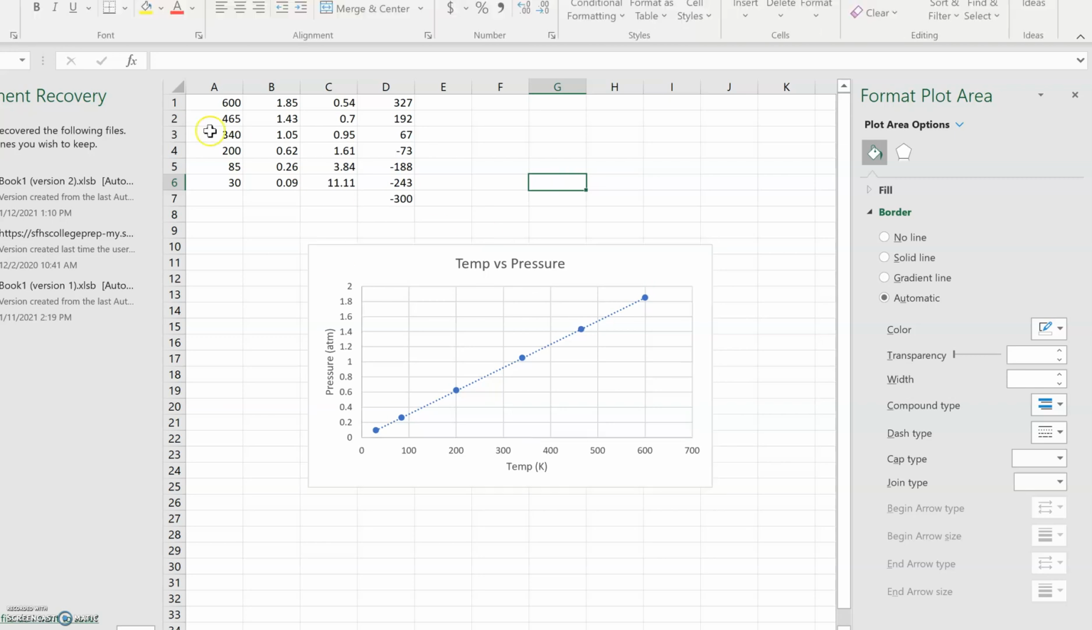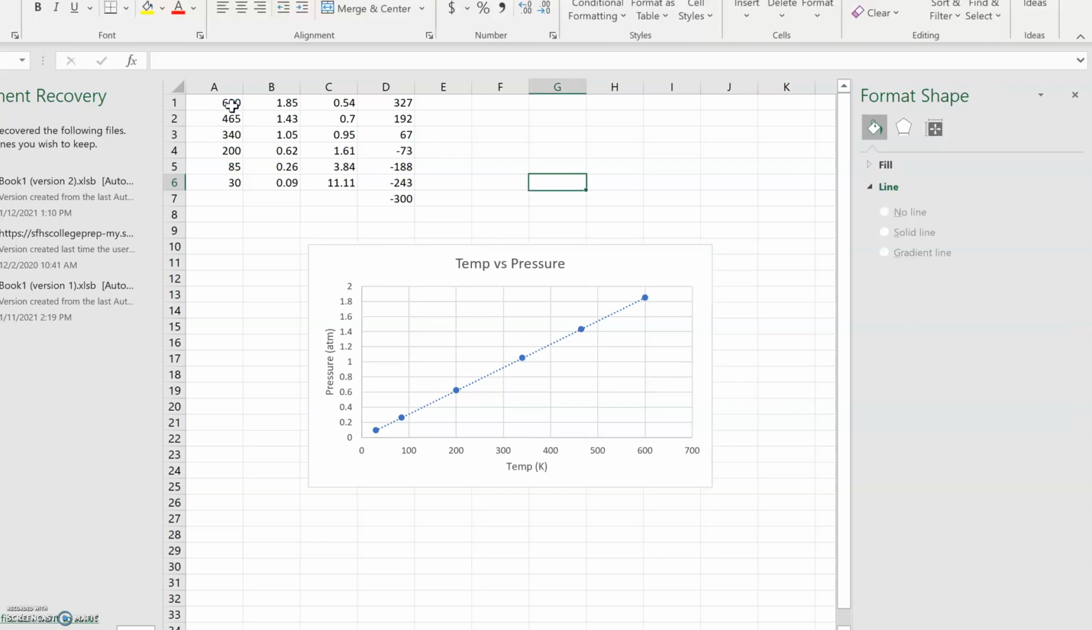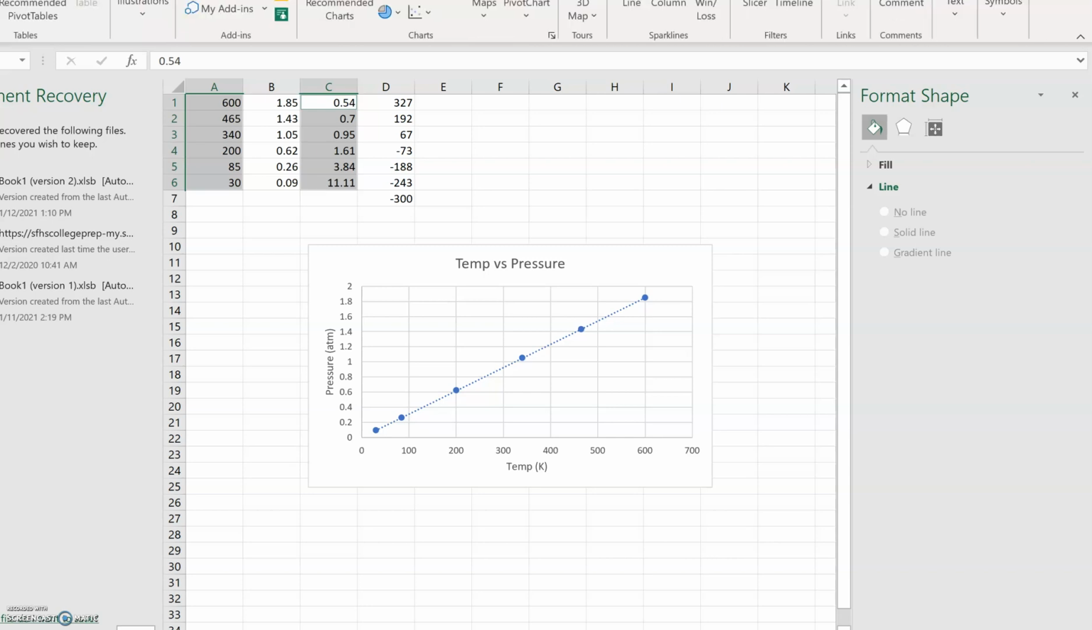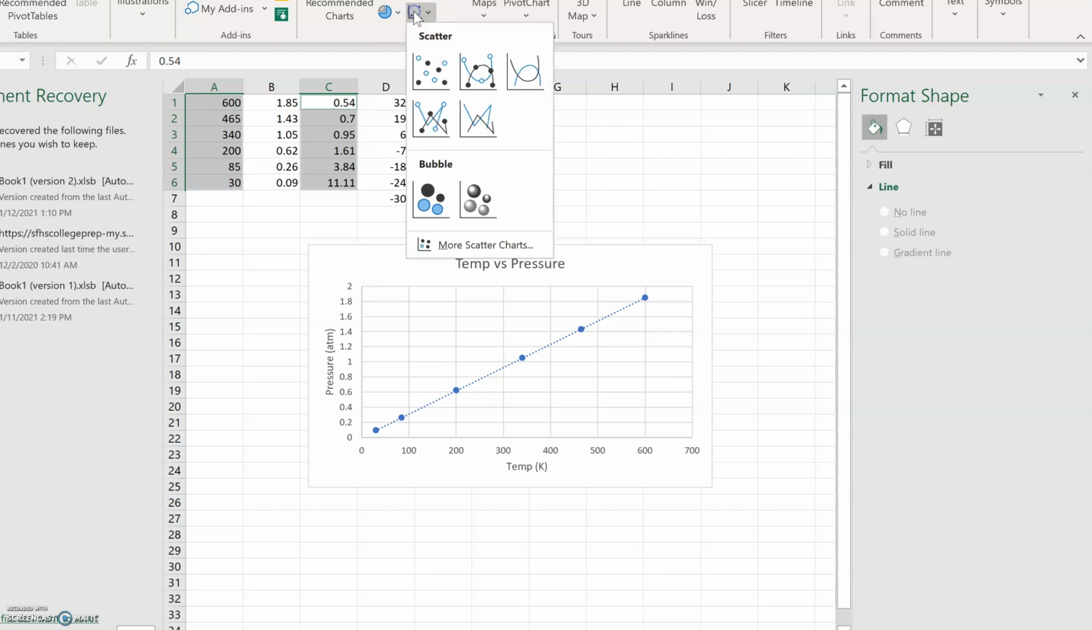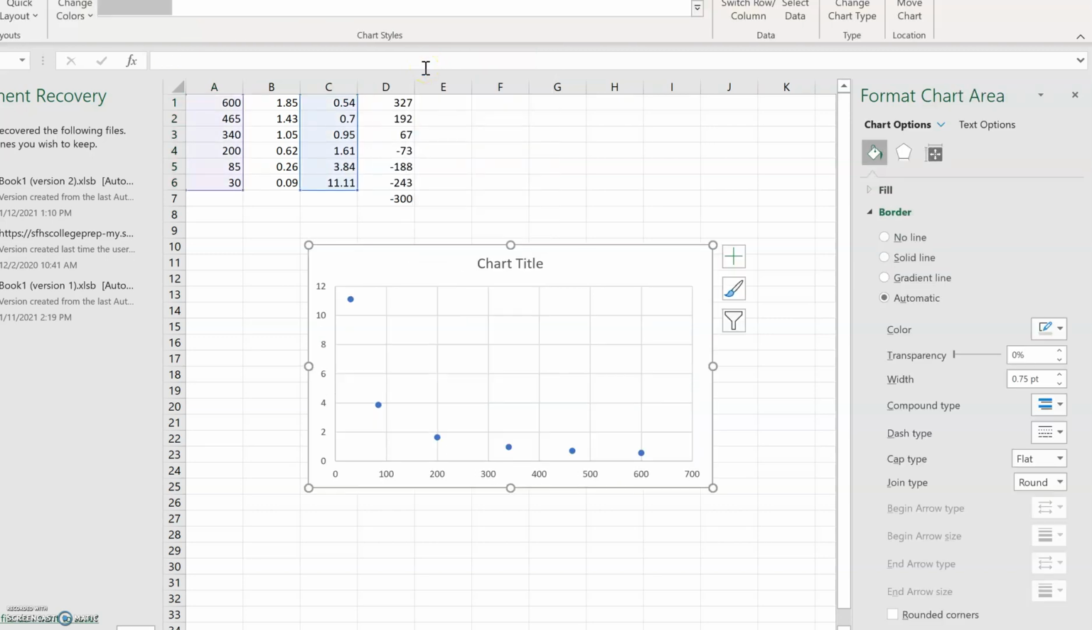We're also going to construct a graph of temperature on the x versus the inverse of pressure on the y. You can do that by highlighting everything in column A, then hitting Control, holding it down, and highlighting everything in column C, and we're going to insert a chart, and I'm just going to pick a simple scatter chart, so I'm just going to go right here. It looks like this. Again, we want the proper title. This is going to be temp versus the inverse of pressure.